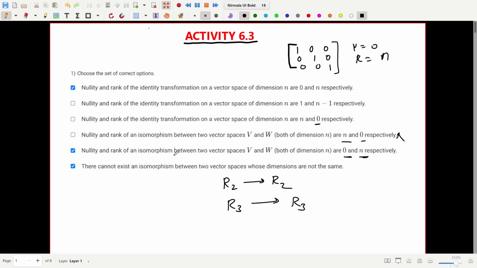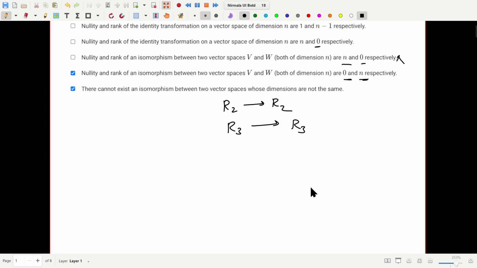Isomorphism means it is one-one and also onto. For one-one, nullity should be 0, so nullity will be 0 and rank will be n because the dimension is n. There cannot exist an isomorphism between two vector spaces whose dimensions are not the same. An isomorphism exists only when the linear transformation is between the same dimensions, R2 to R2 or R3 to R3. If the dimension is not the same, then an isomorphism cannot exist.